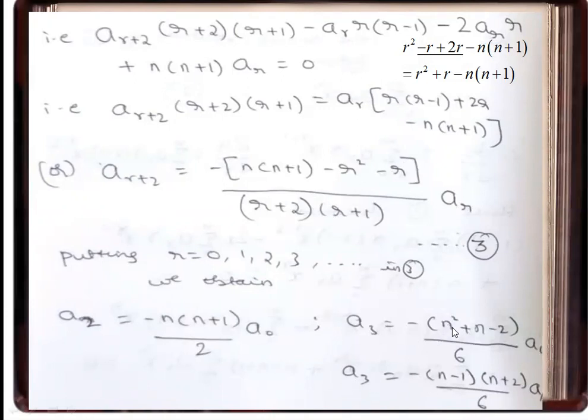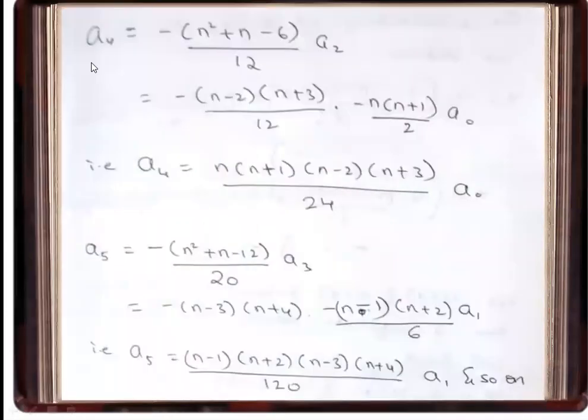a3 is equal to minus of, if you factorize this, n minus 1 into n plus 2 into a1, whole divided by 6. So this is the expression of a3 in terms of a1. So a2 we have got in terms of a0, and a3 we have got in terms of a1.